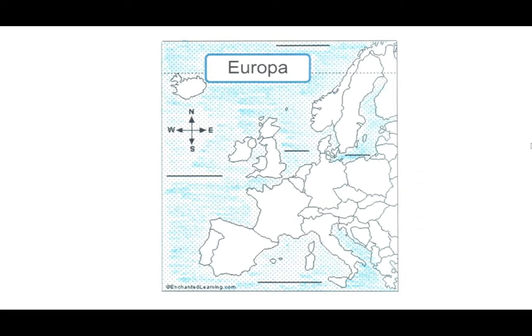Let's start with Europa. I hope when you look at the map of Europe that the first one you can identify is in fact Spain. Spain shares the Iberian Peninsula with another small country, Portugal. You should also be able to find Italy. Italy, we know from previous classes in social studies, looks like a boot.